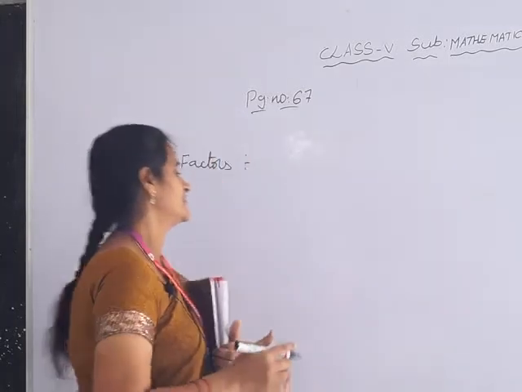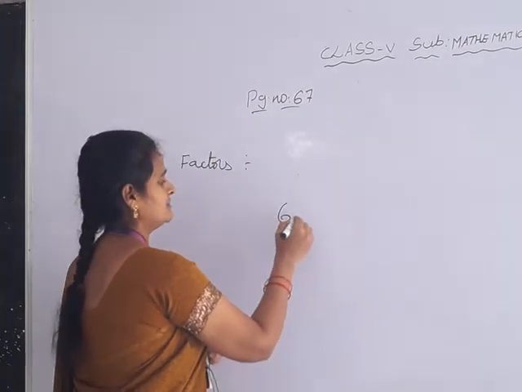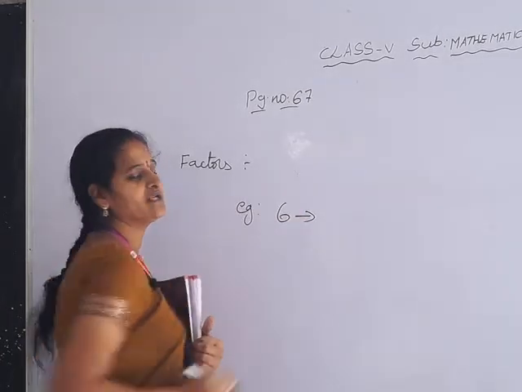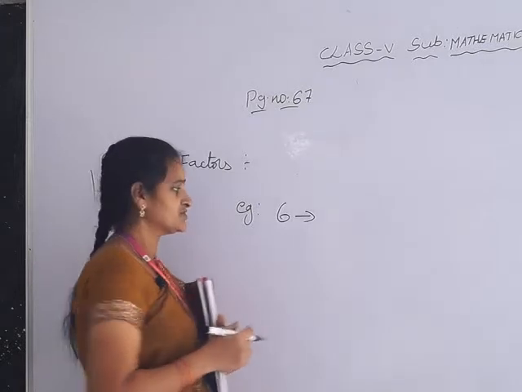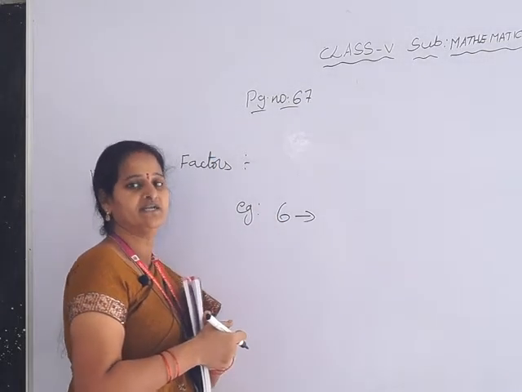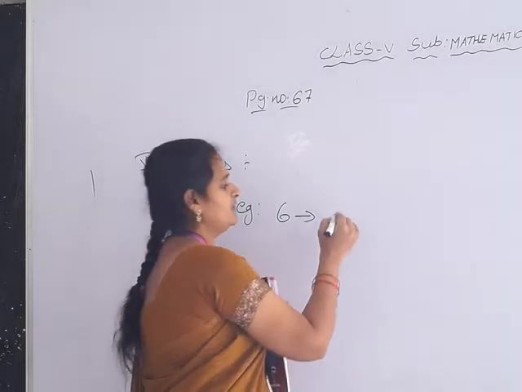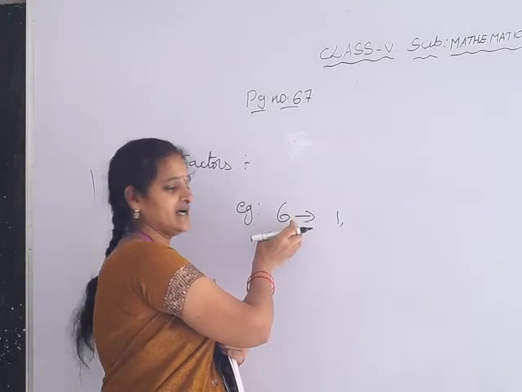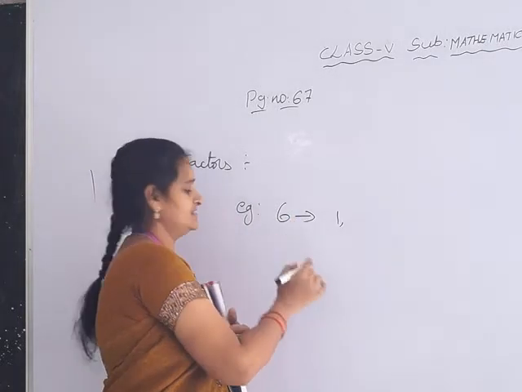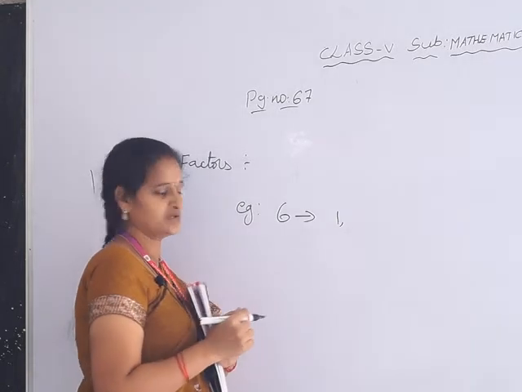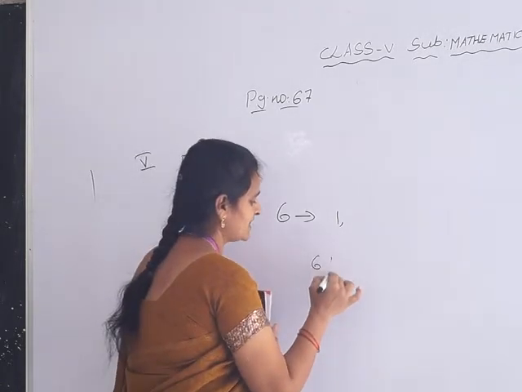For example, 6 is the given number. First check by which numbers it is completely divisible. For example, 1. 1 completely divides 6 without giving any remainder. That means the remainder is 0. That is, 6 divided by 1.